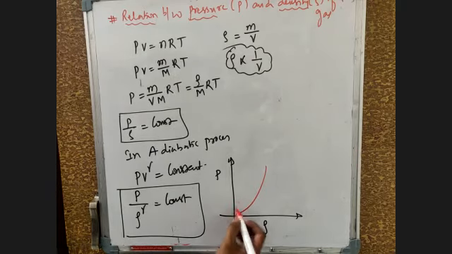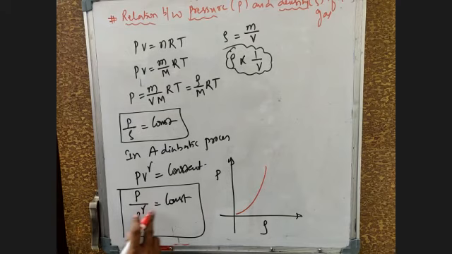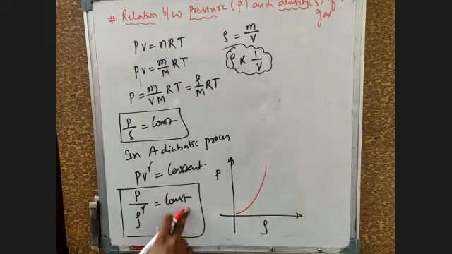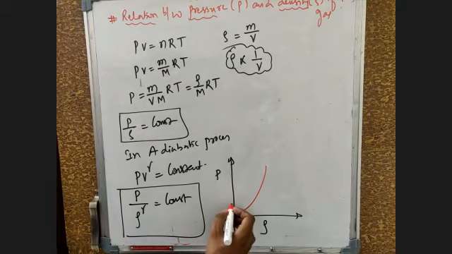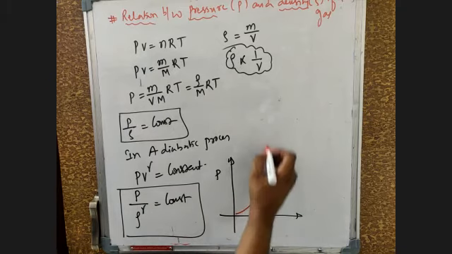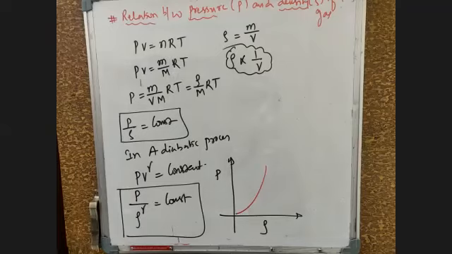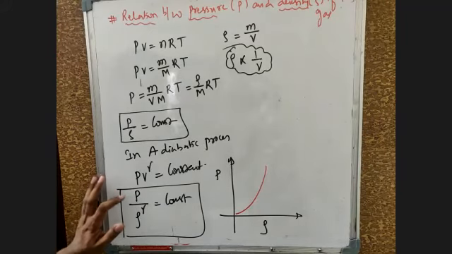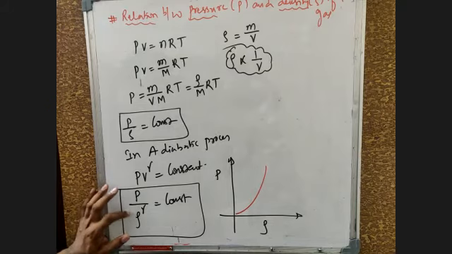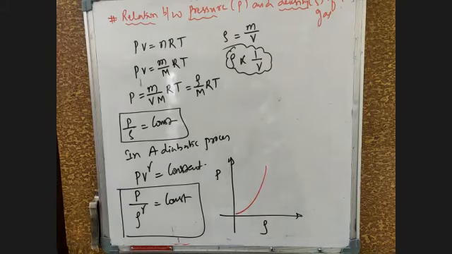Now see here, as the pressure is increasing, density is also increasing. Here the constant will always remain constant only, so it is K into rho to the power of gamma. As the value of the pressure is increasing, the density value is also increasing, and finally it will become infinity. This was also one of the important relations you need to remember for the exam. That is, in the adiabatic process, the relation between pressure and density is P by rho to the power of gamma is equal to constant.